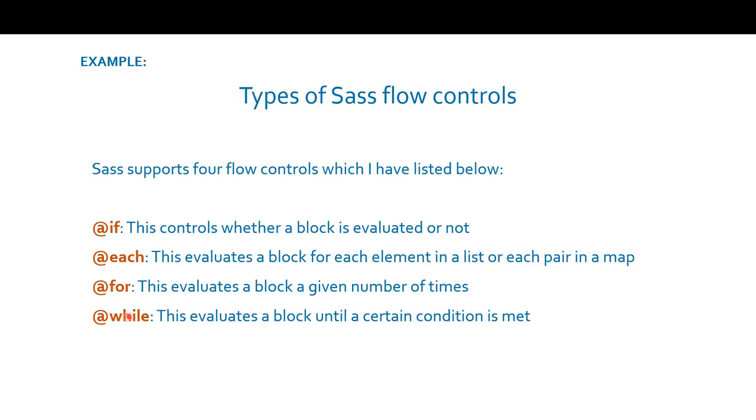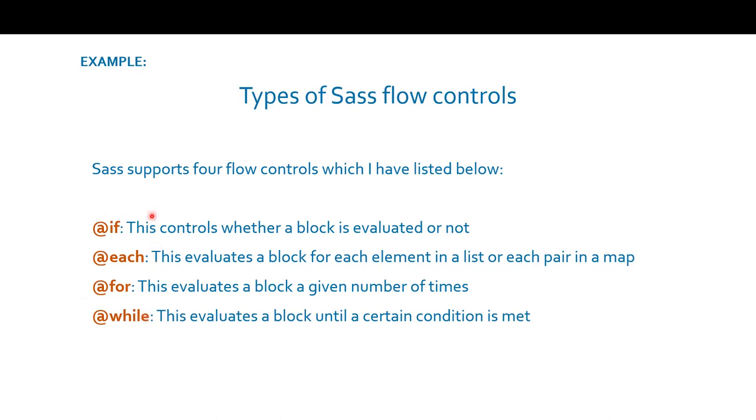@for and @while are pretty much similar. We use them to loop through or run a piece of code a given number of times. But @while evaluates a block until the condition is met, while @for evaluates a block a given number of times. So with @for you specify the number of times you want that block of code to be evaluated. With @while, we continue to evaluate the block until a particular condition is met. You specify the condition that has to be met, and then you loop through the code until that condition is met. If that condition is met, then you stop looping through the code.